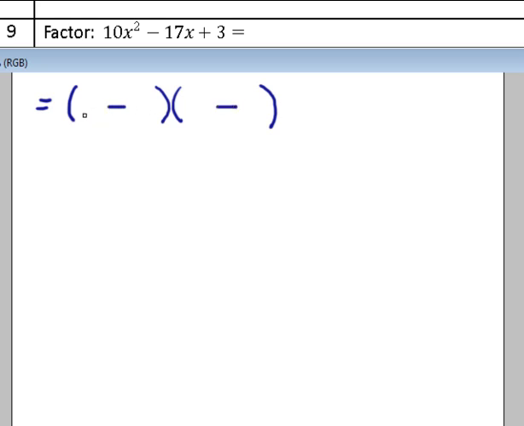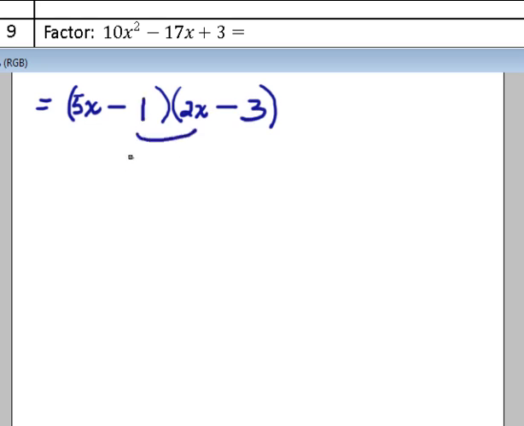Now here we put two things whose product is 10x squared, so we're going to try either 10x times x or 5x times 2x. So we'll try 5x times 2x. And here we put two numbers whose product is 3. And remember, we want the middle term to be a minus 17. We can do 1, 3, or 3, 1. So let's say we put a 3 here and a 1 here.